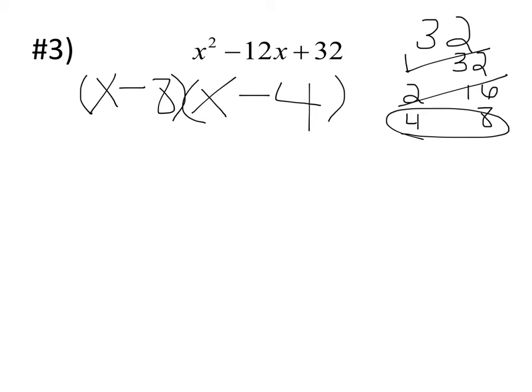Okay, so now we look at each binomial and see if they have anything in common. X and 8 don't have anything in common. X and 4 don't have anything in common, so I don't need to divide anything out. Now you're going to distribute to check.